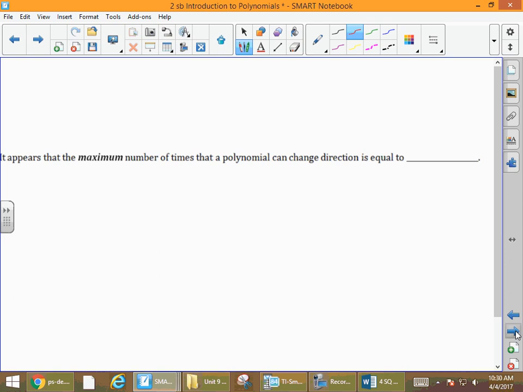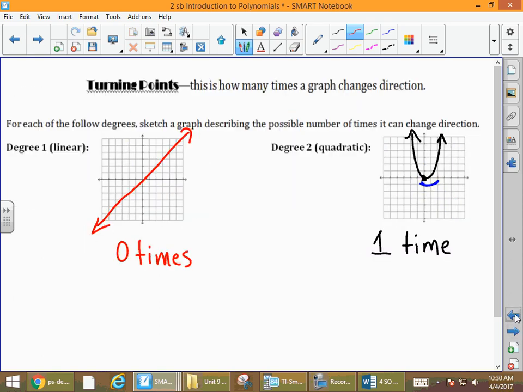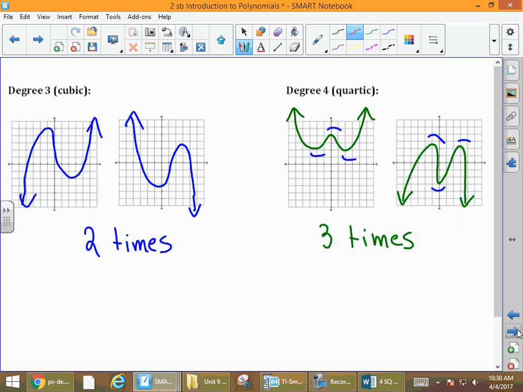Not the exponent, because in a linear, our exponent would be 1. In a quadratic, our exponent's 2. In a cubic, our exponent's 3. And in a quartic, our exponent's 4. He's leading us in the right direction.